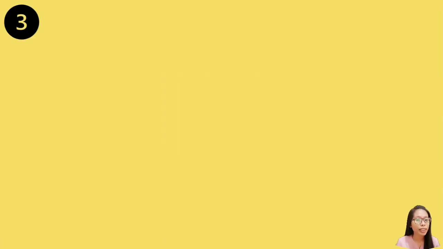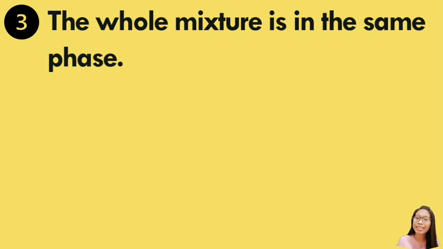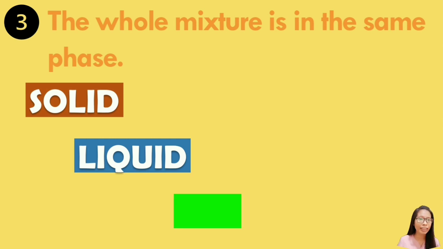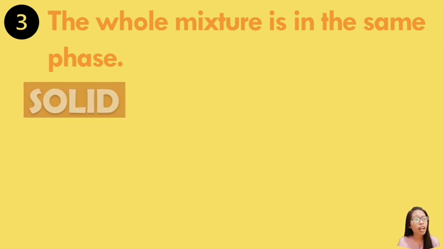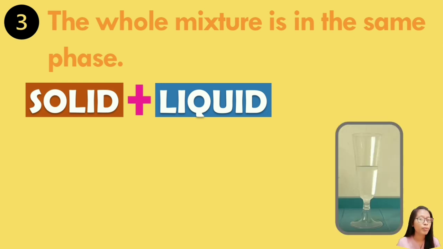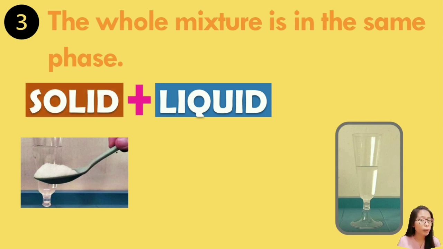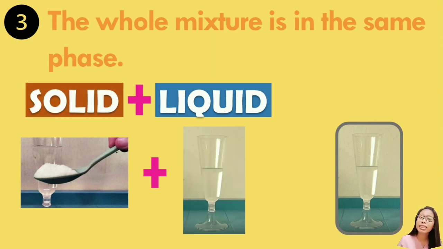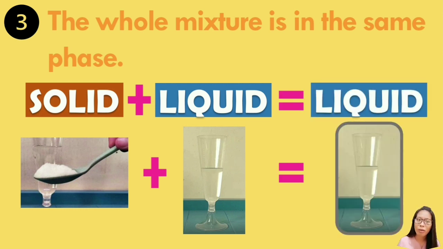The third characteristic of a homogeneous mixture is that the whole mixture is in the same phase. It may be a solid, a liquid, or a gas. We may mix a solid and a liquid substance, but the mixture should result into only one phase, like the sugar-water sample. Sugar is in a solid form, while the water is in a liquid form. But when they are mixed together, the mixture is only in a liquid form.